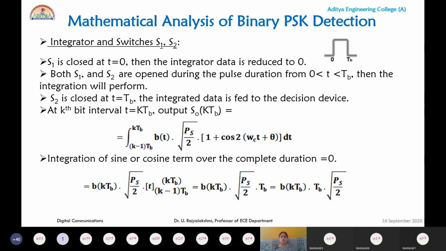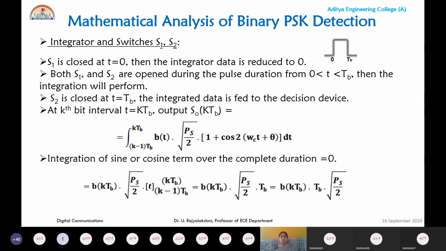Let the integrator output be S0 of kTB, because you are observing the output at the kth bit interval, that is k into TB. So the kth bit interval is represented as k into TB. The nth bit interval is represented as n into TB. Now let us observe the integrated output. In order to calculate it, since you are observing at the kth term, the lower limit will be (k minus 1) TB and the upper limit will be kTB.